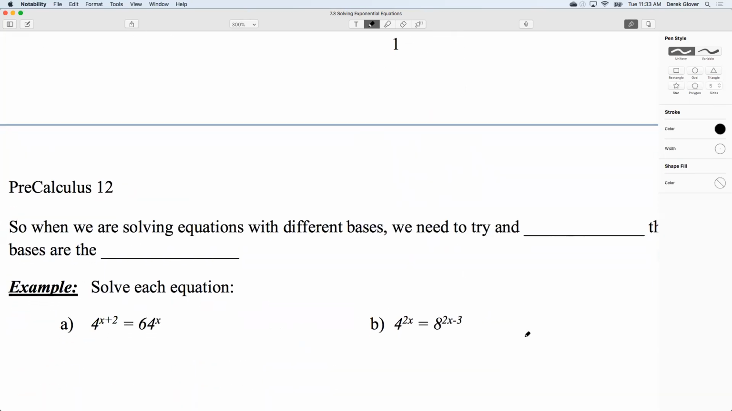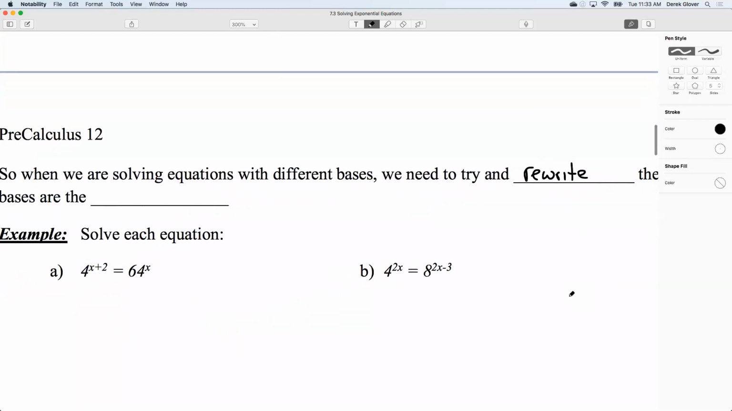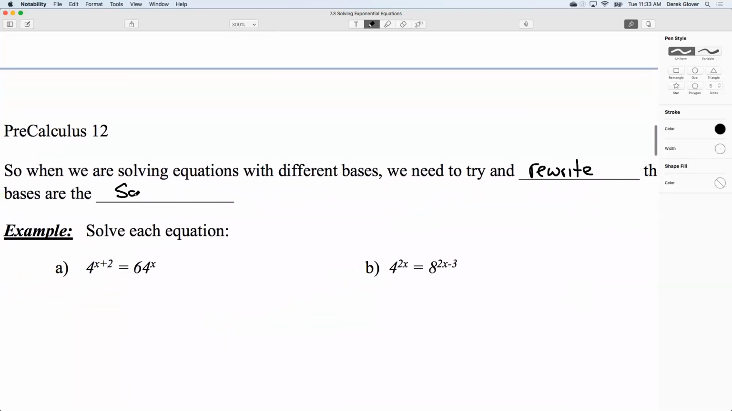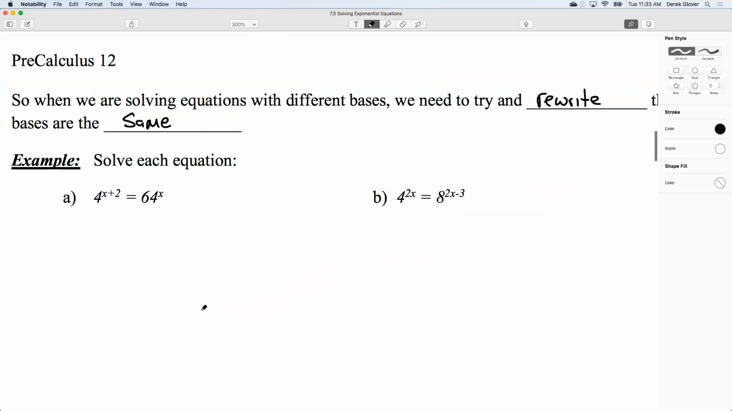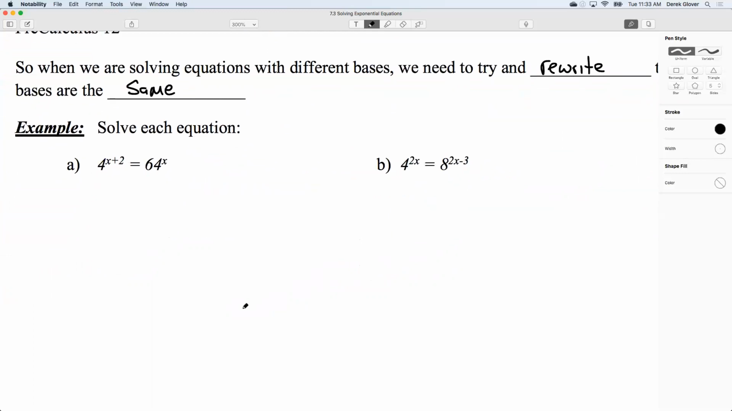So when we're solving equations with different bases, we need to try and rewrite them so that both bases are the same. So we're taking this idea and we're using it to solve equations that otherwise we don't really have a convenient way to solve. We'll learn a new strategy for this called the logarithm, but for now, this is probably the easier way to do it. And even with logarithms, sometimes this is faster.